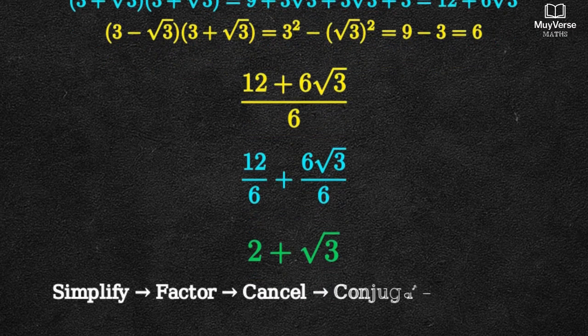Recap. Simplify radicals, factor common terms, cancel, rationalize with the conjugate, then simplify. The result is 2 plus root 3.